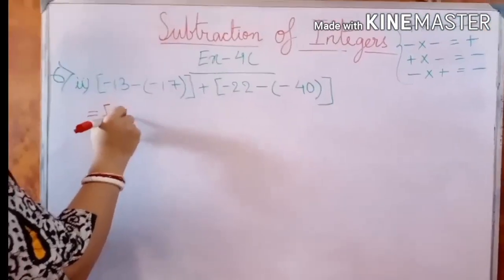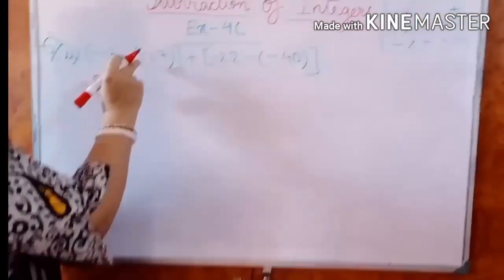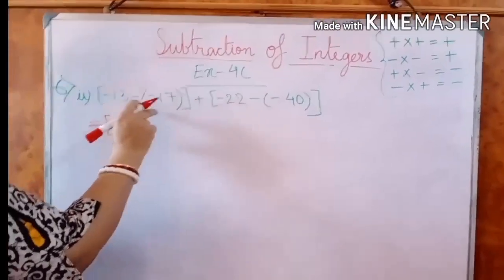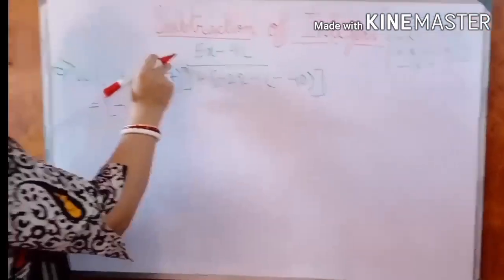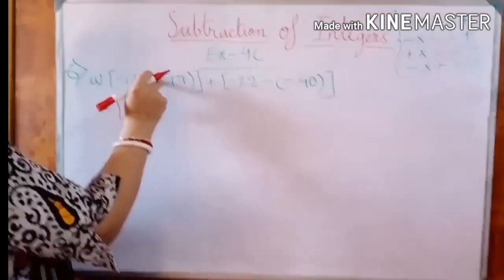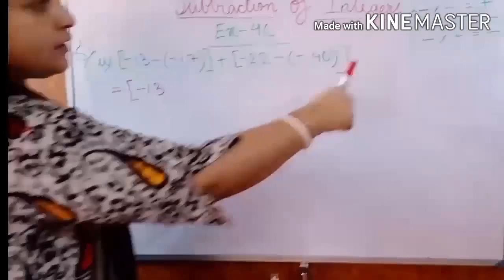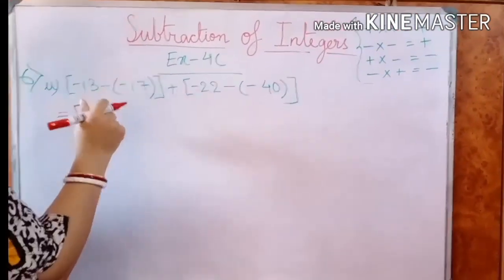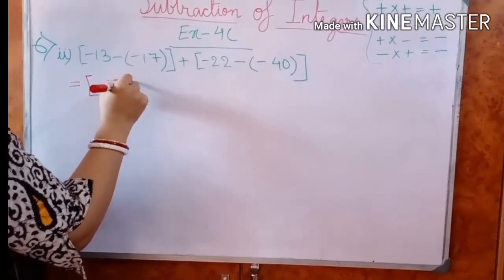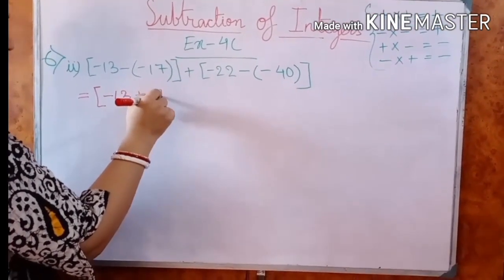Minus 13. Now see, here in the small bracket minus 17 is written. Here it is minus, then again there is a small bracket and a minus sign. So what will we use? We will use minus into minus. What is minus into minus? It is plus. So plus 17.